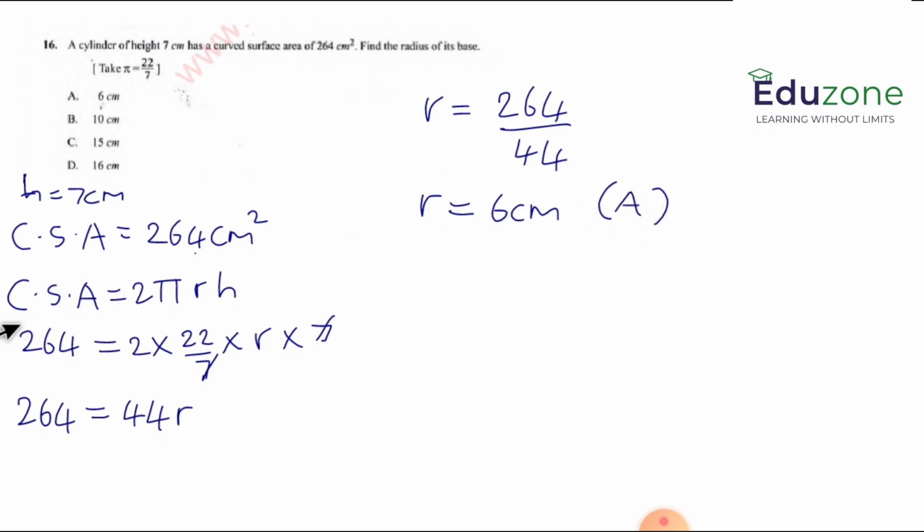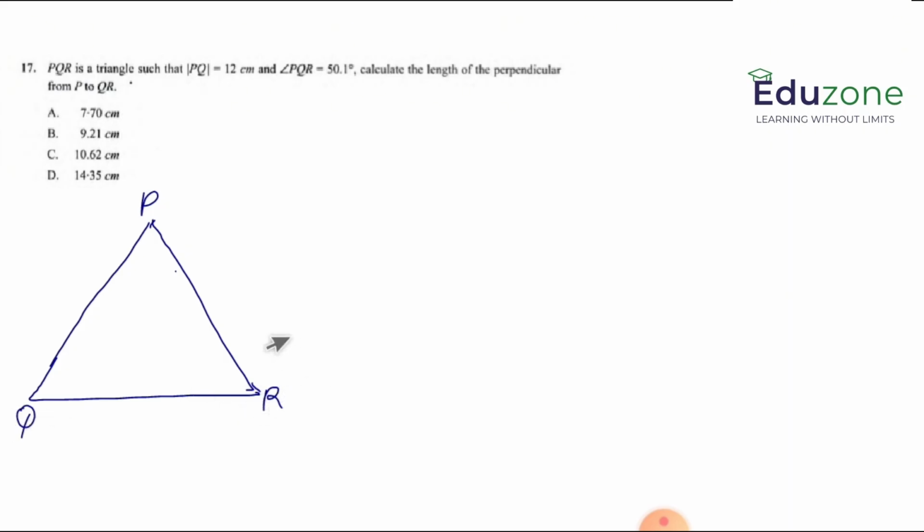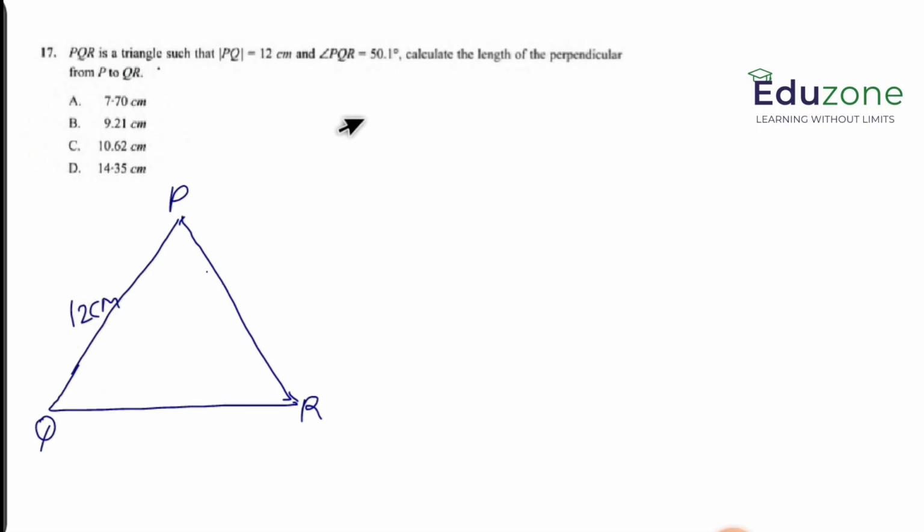Let's look at the next question. Now, in this question, we have a triangle PQR. So I'll draw PQR like this. Since they say PQR is a triangle, my P will be here, my Q will be here, and then my R will be here. Now they said PQ is 12, so I'll put 12 cm here. Then angle PQR is 50.1. So say 50.1.